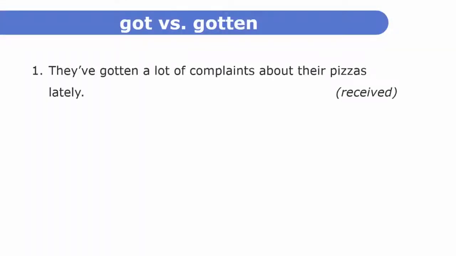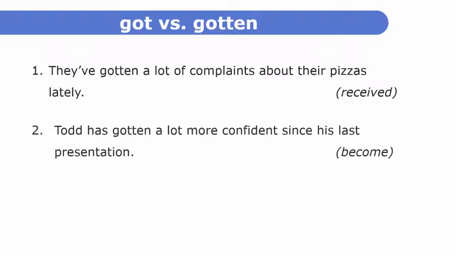They've gotten a lot of complaints about their pizzas lately. Now, in this sentence, we're using gotten to mean receive. So when I say they've gotten a lot of complaints, I mean they've received a lot of complaints about their pizzas. In this next example, Todd has gotten a lot more confident since his last presentation. Here the meaning is become. So Todd has become a lot more confident since his last presentation.